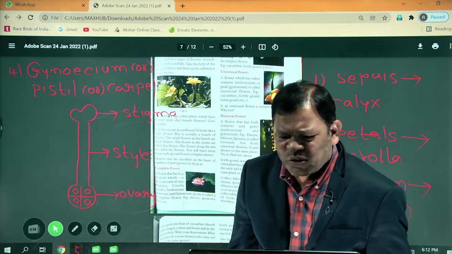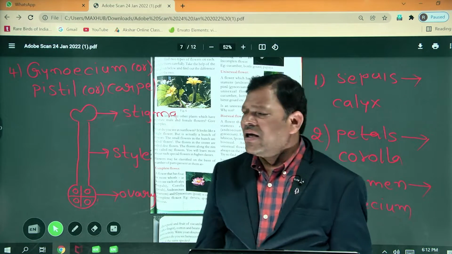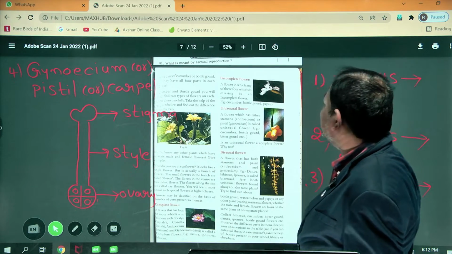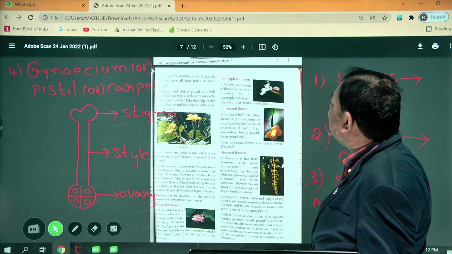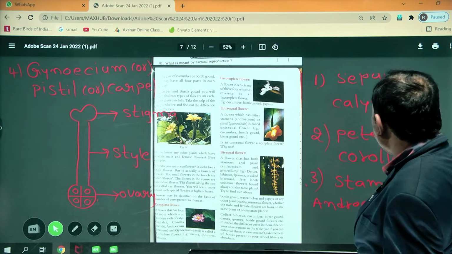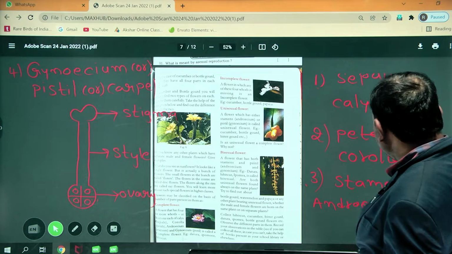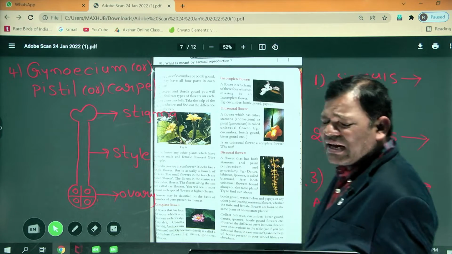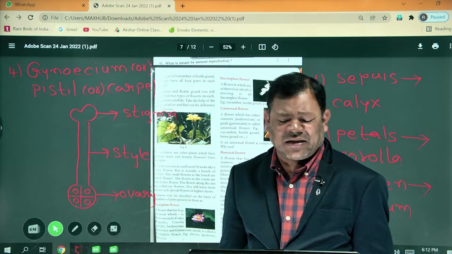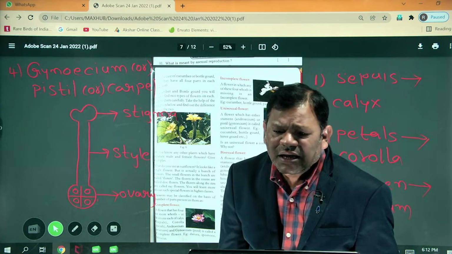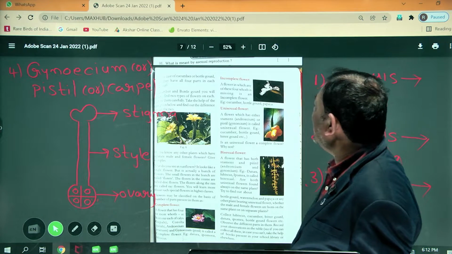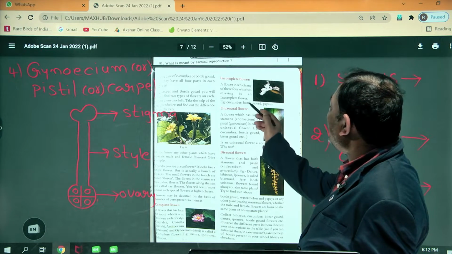Is my voice audible to you, Chaitanya? Yes, sir. Next, incomplete flower. An incomplete flower means a flower in which any one of these four rows is missing, either calyx, corolla, androecium, or gynoecium. If any one of the rows is completely missing, that is called an incomplete flower.